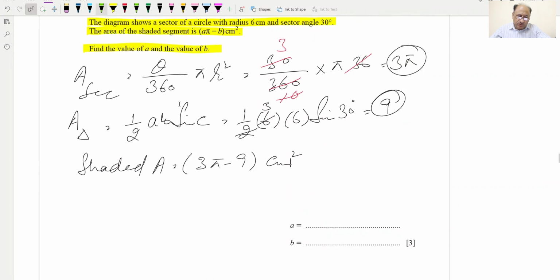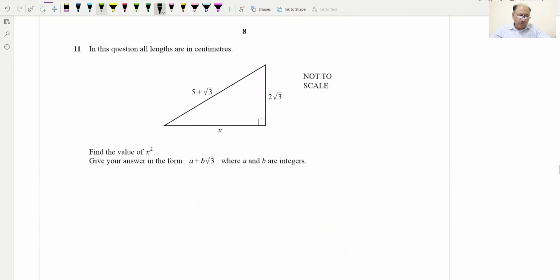And a value and b value, when we compare this with this, a value will be 3 and b value is 9, and this is a 3-mark question which we are done. Now question number 11. Question 11 says, in this question all lengths are in centimeters, the diagram is not to scale. Find the value of x squared and give your answer in the form given, where a and b are integers. So we can apply Pythagoras theorem.